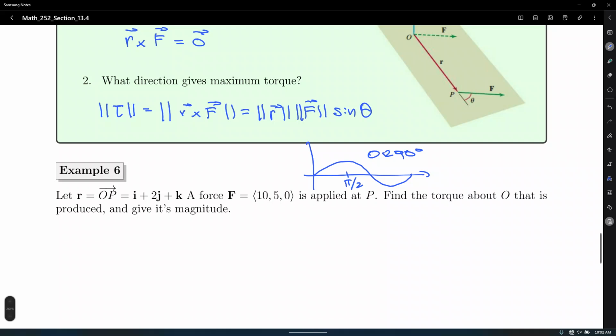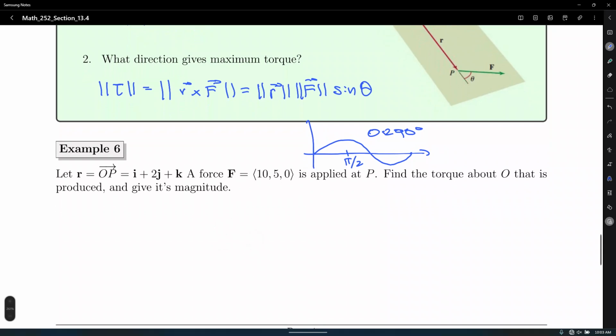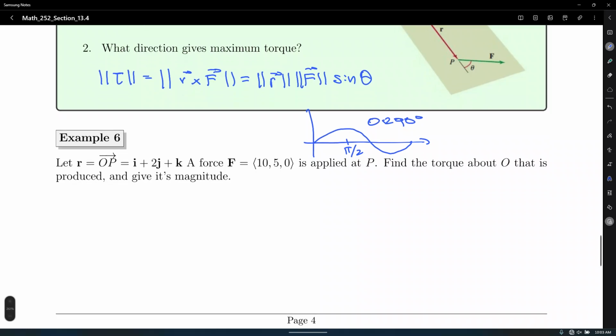So you can explain that using the algebra, the calculus, or doing the example pushing the door over there. Either way, right? Let's have a look at one example. Actually, there are two. So let R equal OP be a given vector that represents some length, and let F be a force that causes some rotation to be applied on P. Find the torque about O that is produced and give its magnitude.